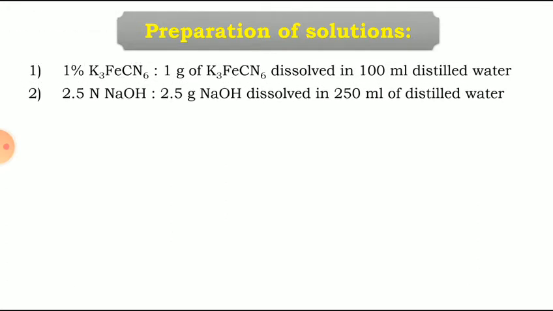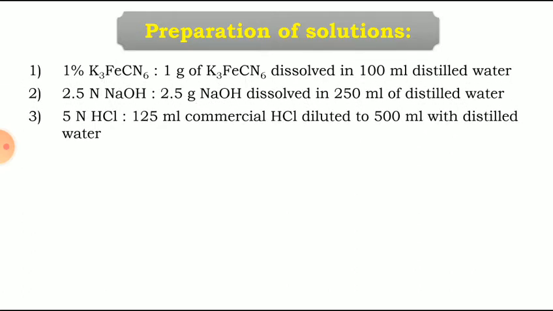Second, 2.5 normal sodium hydroxide. For that, we have to weigh 2.5 gram of sodium hydroxide pellets and dissolve into 250 ml of distilled water. That is the 2.5 normal sodium hydroxide solution. Third, 5 normal hydrochloric acid. For that, we have to take 125 ml of commercial or concentrated HCl diluted to 500 ml with distilled water. That will be the 5 normal HCl solution.